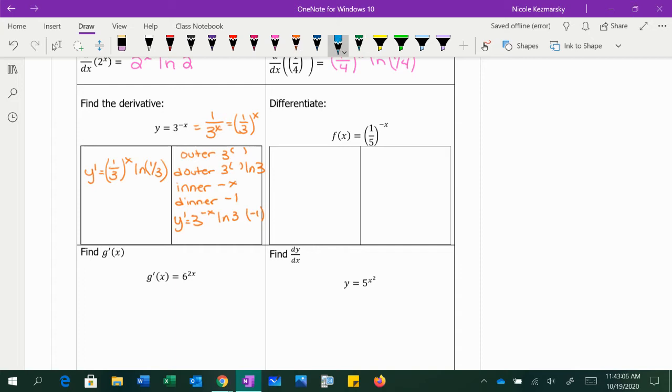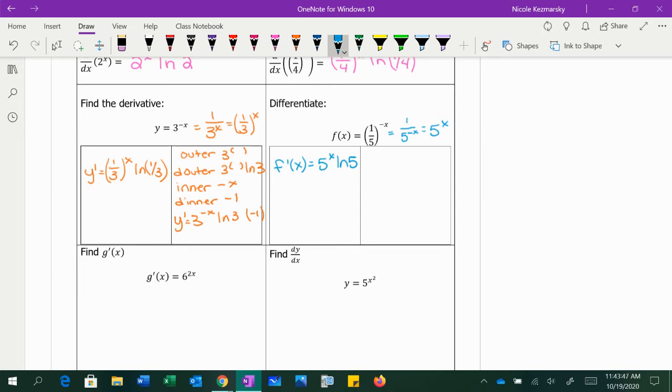Let's take a look at the next one in a similar way. So 1/5 to the negative x power is the same thing as saying 1 to the negative x over 5 to the negative x, because 1 to any power is still 1. So 1 to the negative x is just 1. And then I could write this as 5 to the x by moving the thing with the negative exponent from the bottom to the top. By doing that, then I could say f prime of x is 5 to the x, and then natural log of 5.